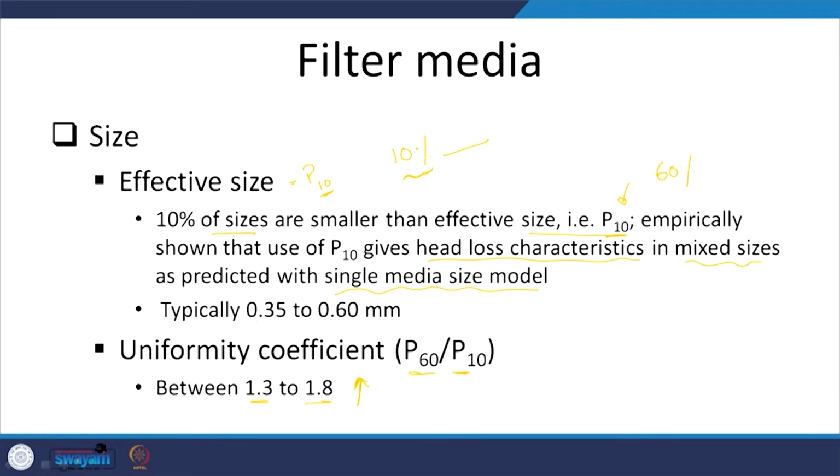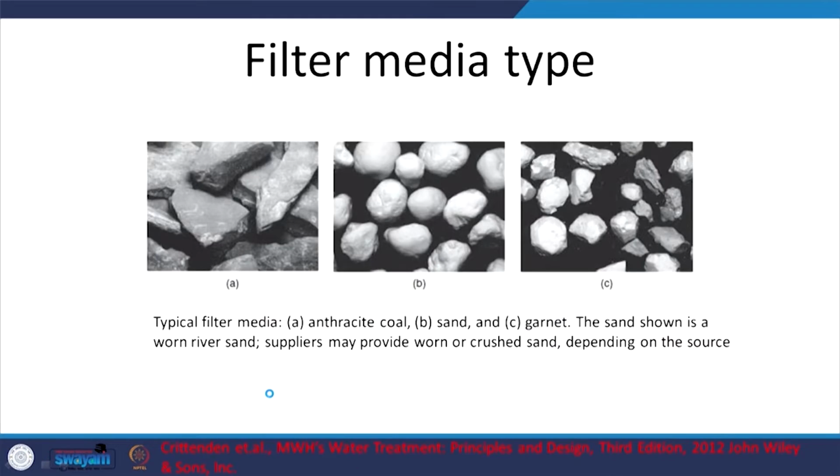And typically effective size 0.35 to 0.6 mm, right. Keep in mind that it is mm size, and uniformity coefficient around 1.5, right. That is something to keep in mind. This is a figure where they zoomed in, from Crittenden et al. So you have anthracite coal here, sand, and garnet that is sometimes used.